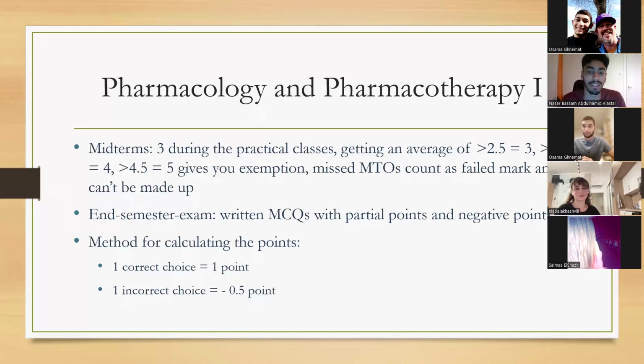With partial points, maybe some of you will be a little bit afraid about the negative points, but don't worry. As you can see, one correct choice equals 1, and one incorrect choice equals minus 0.5.